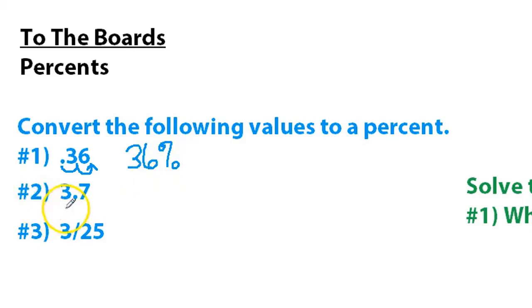Let's do the same thing here on number 2. I'm going to move the decimal place 2 spots to the right. Notice that we don't have a number here, so we would add in a 0. That would get me the answer of 370%.